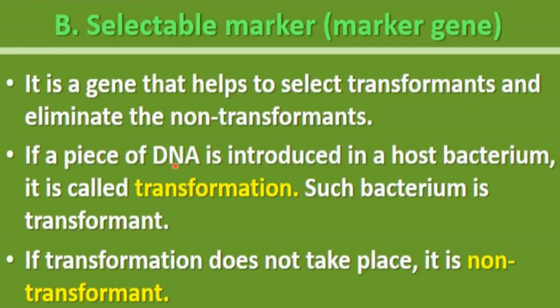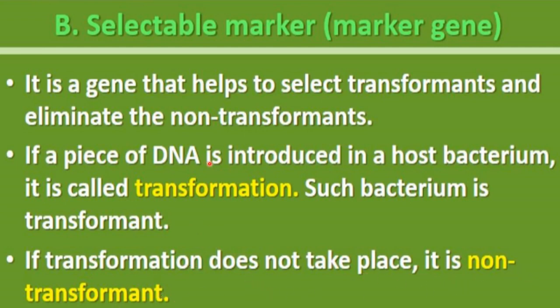Let's see. If a piece of DNA is introduced in a host bacterium, it is called transformation. The process of introducing a piece of DNA in any host cell, in any host bacterium basically, is called transformation. And such a bacterium in which that piece of DNA has been introduced, that bacterium or that cell is called a transformant, or transformed cell. And if transformation does not take place, it is a non-transformant. So a cell in which transformation does not take place is called a non-transformed cell or non-transformant.